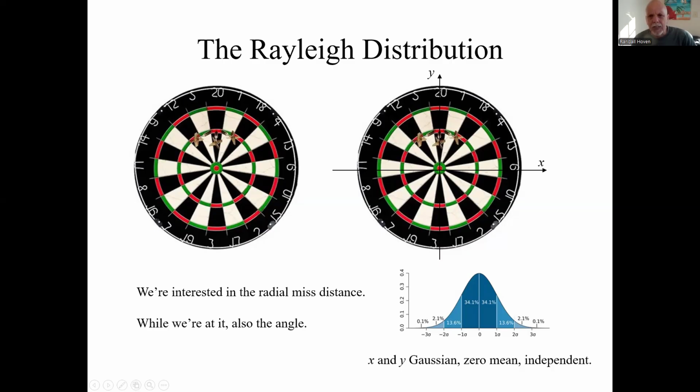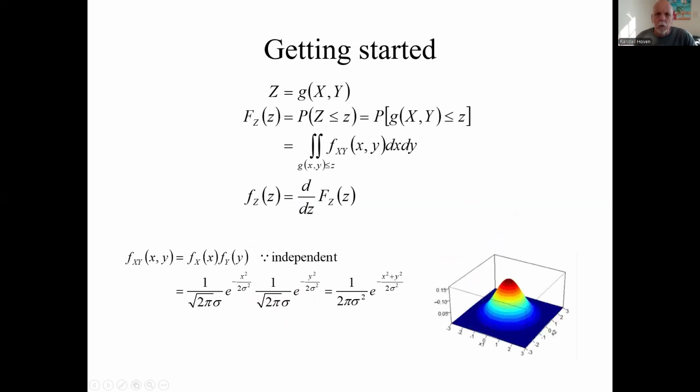Our situation was that we had variables over here, horizontal miss distance and vertical miss distance, where we had assumptions about their probability distributions. But we were interested in the probability density distributions of other variables, namely the radial miss distance and the angle of the miss. We went through how, in general, you find the CDF and the PDF of a variable that is a function of two other random variables.